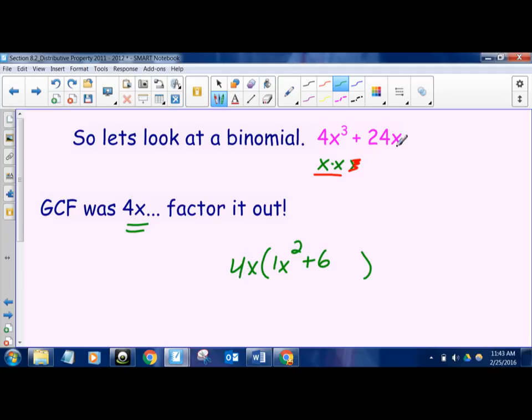And then x, we're going to factor out an x. Well, we only had one, and we pulled it out, so there's no more x's. This right here is that polynomial, 4x cubed plus 24x, in factored form.